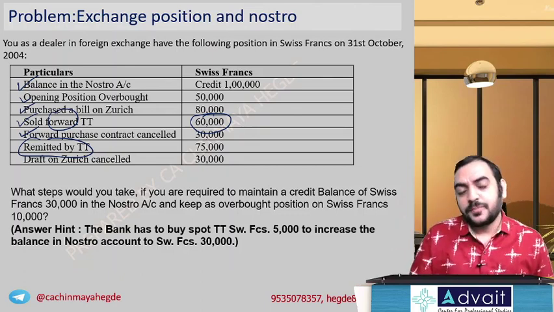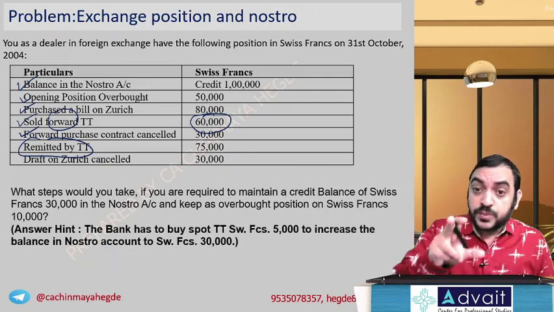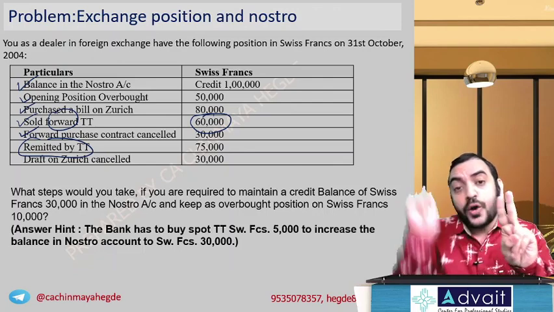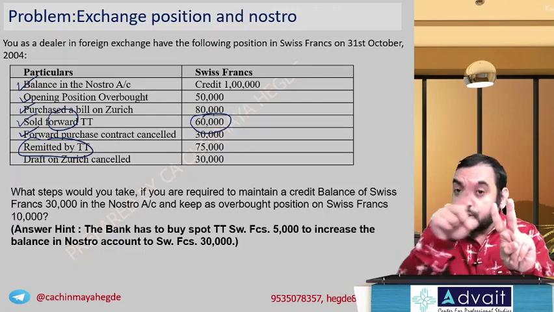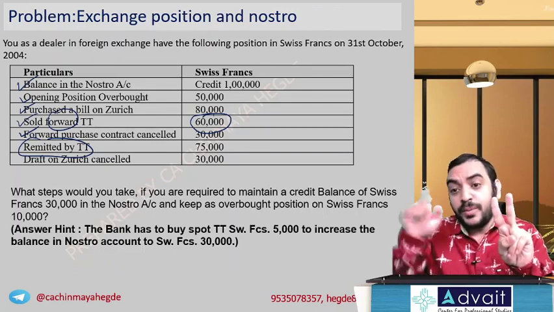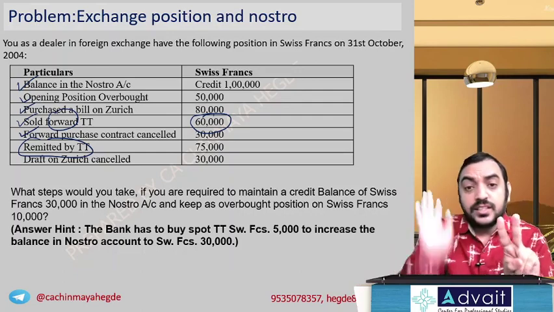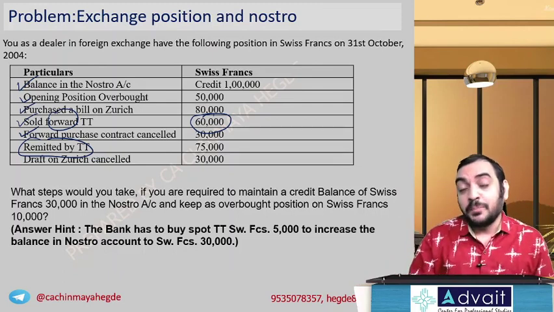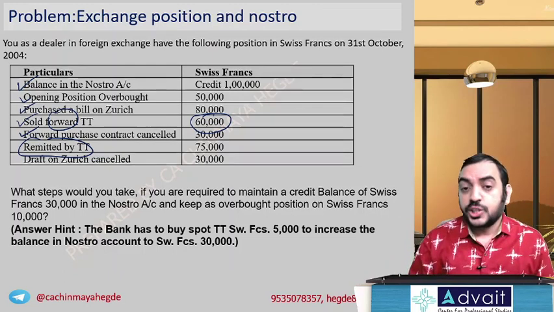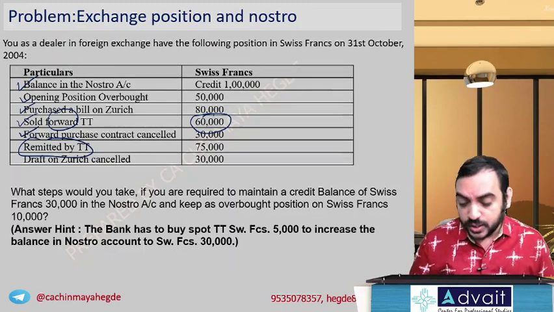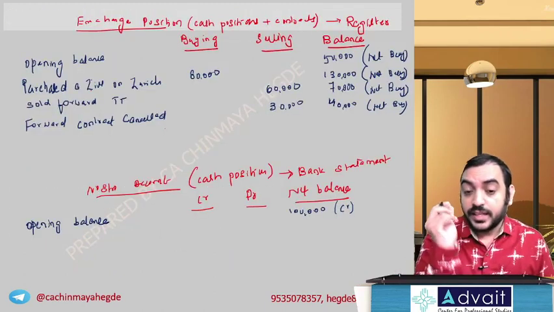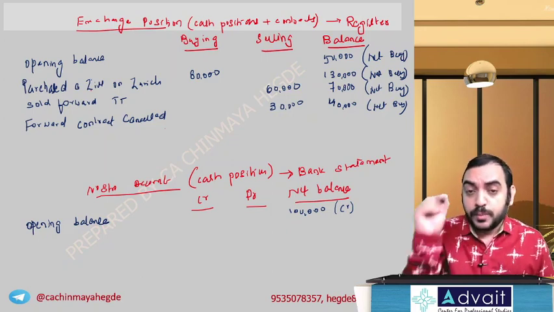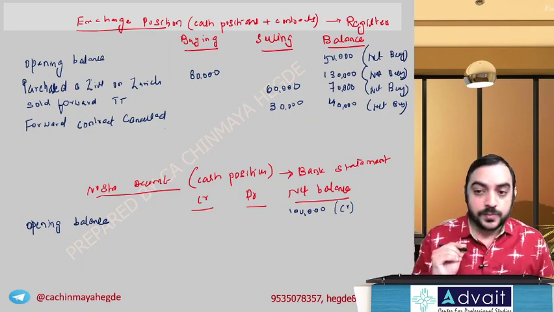Issue a check, right? Now, similarly, the exchange position also will be affected because in the exchange position, what is exchange position? Cash position plus forward contracts. So, whether there is a cash position, exchange position ledger will be affected, or if there is a forward contract, then also it will be affected. So, both cases, the exchange position need to be given impact. So, remitted by TT, 75,000. So, we have to give the effect in both the places. So all the cash transactions will come in both. But forward contracts come only in exchange position.